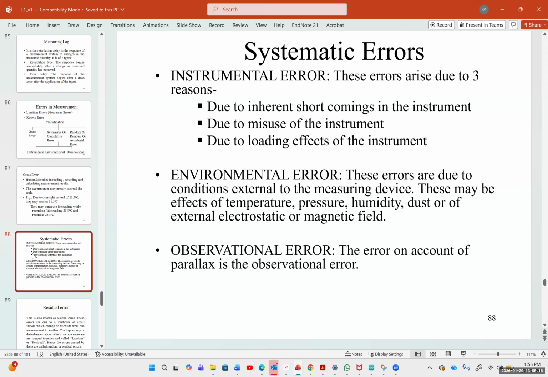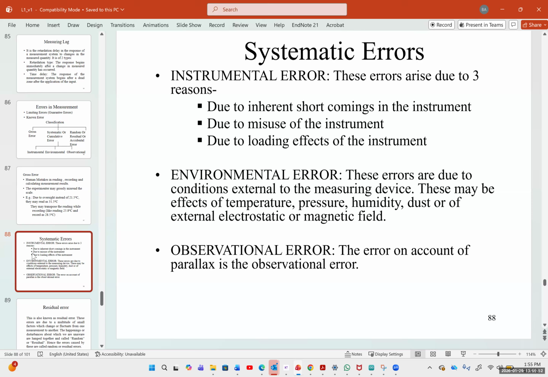Due to misuse of the instrument, the instrument falls, and now you have a mechanical shock, which has significant impacts on some instrument tools. And sometimes it's due to loading effects of the instrument. One example is, again, you are measuring a value that is over its scale, and then it causes drifts in the system and errors in the system.